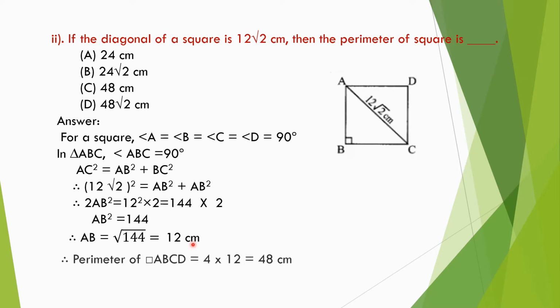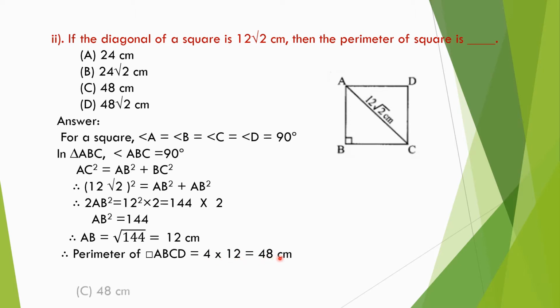Therefore, the perimeter of square ABCD is equal to 4 into length of one side, that is 4 into 12, which is equal to 48 centimeter. Therefore, your option C is your answer, that is 48 centimeter.